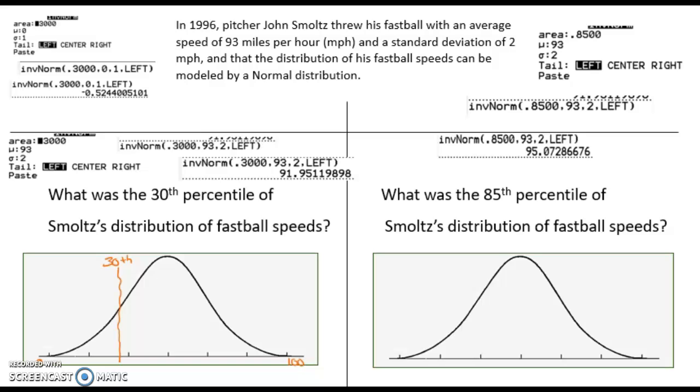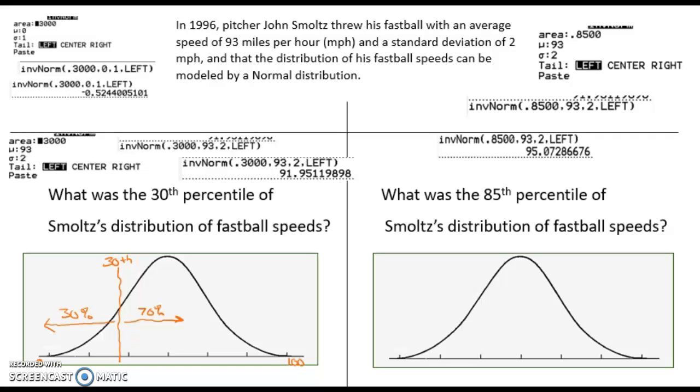So if that is your 30th percentile, that means to the left of it is going to be basically 30% of your data. Going to the right is going to be the other part, the difference. So you got 70% going this way. So you'd have the top 70 over here. You got the bottom 30. 30th percentile is going to be right in the middle.